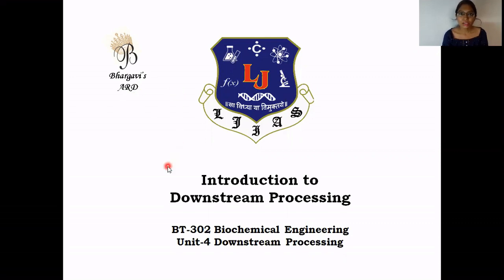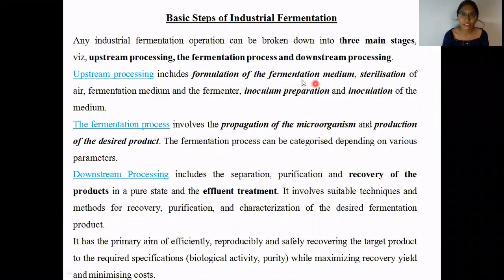So in this discussion, we are going to learn what downstream processing is and what the steps involved in the overall downstream processing are. Now this is a part of the paper BT 302 Biochemical Engineering, Unit 4 Downstream Processing. So let's start without wasting time.